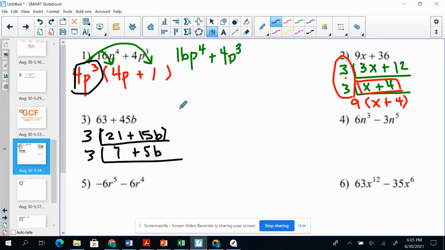So 3 times 3 is 9. So I can pull out a 9. And my inside would be 7 plus 5B. So again, practicing with GCF. It's a slow and steady process, but always check for GCF. Like I said, there might not always be one, but if there is, it will make your life a lot simpler to get it as small as possible to start factoring.